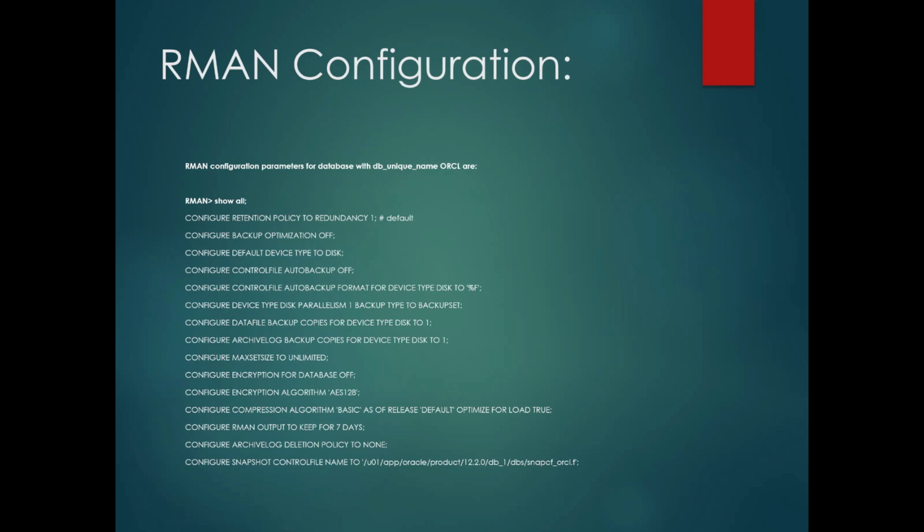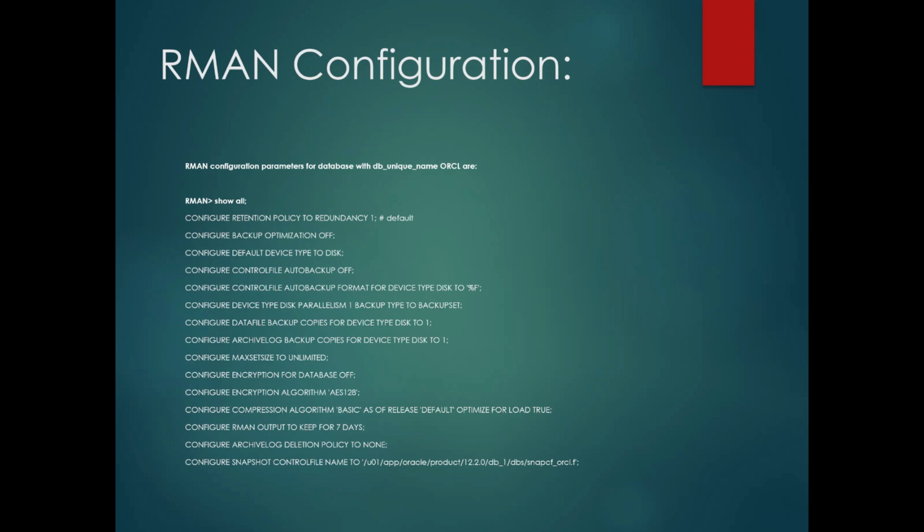So these are all our configurations. Once you connect to your Oracle database RMAN utility, you can just fire the command show all. These are all our configurations, and based on these configurations, our RMAN will work. What are all the parameters? I will explain one by one.